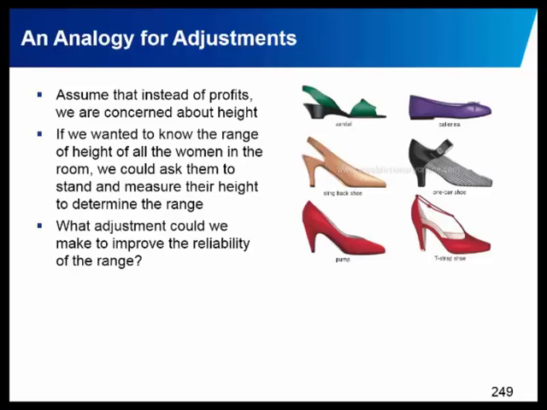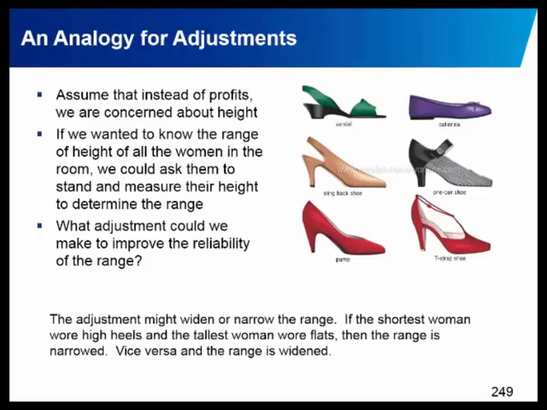As such, by asking women in the room to take off their shoes, this may actually widen or narrow the range. For example, if the shortest woman wore high heels and the tallest woman wore flats, then the range here is actually narrowed. So a simple example like this shows why we should perform adjustments when we're performing the CPM analysis and looking for a comparable set of companies.